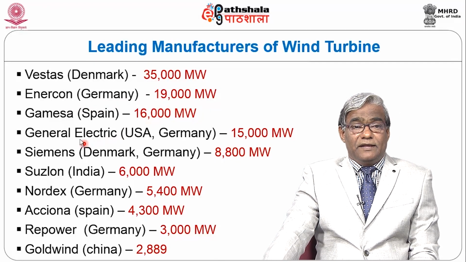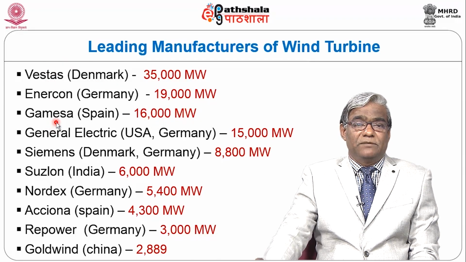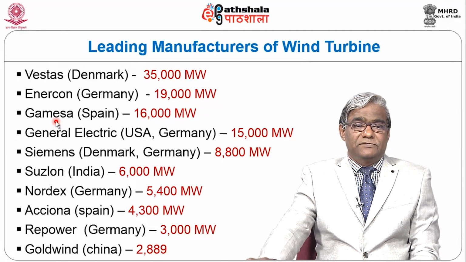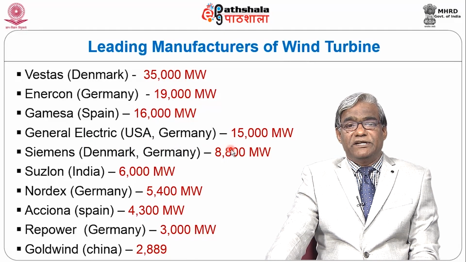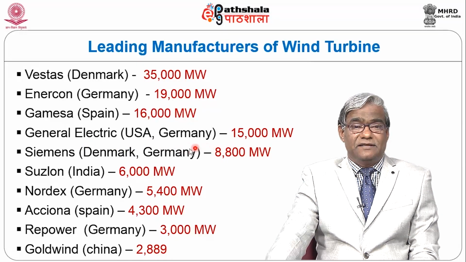Gamesa has come to Chennai, India. It is a Spanish company, and about 16,000 megawatt they have installed already. And we have Vestas and Gamesa in Chennai, Tamil Nadu, India. Both companies are here, one from Denmark, another from Spain. And this is General Electric, GE, from USA and Germany, with about 15,000 megawatt installed capacity. Siemens, again from Denmark and Germany, have installed about 8,800 megawatt around the world.